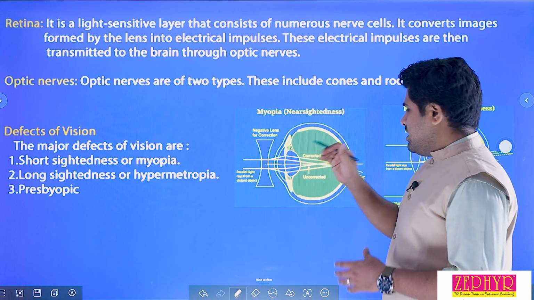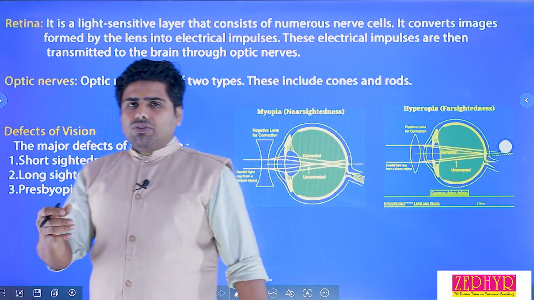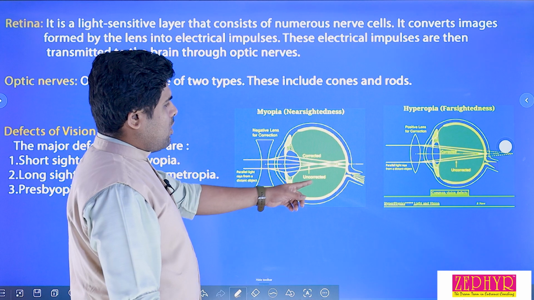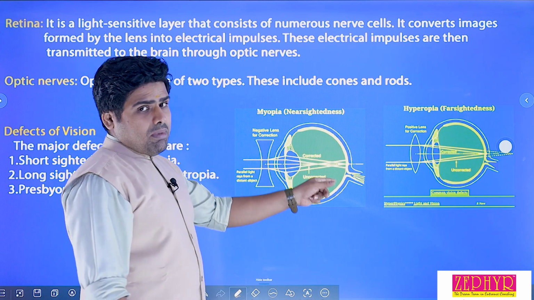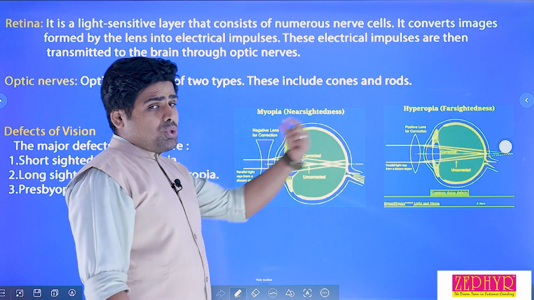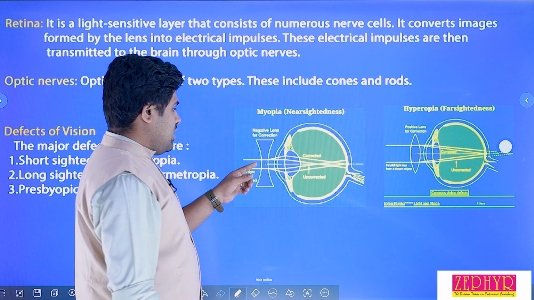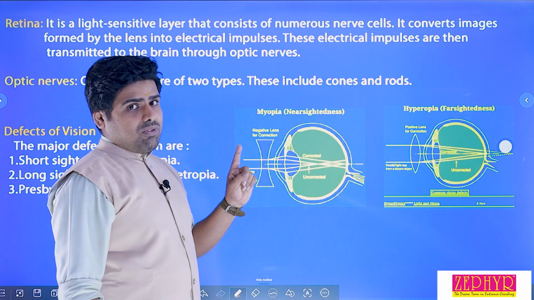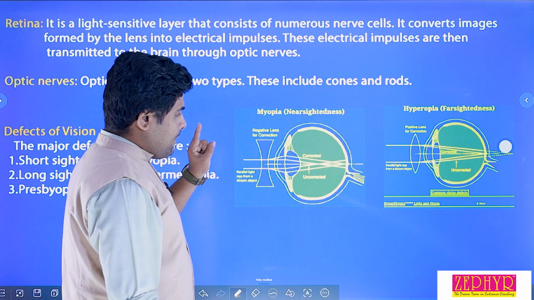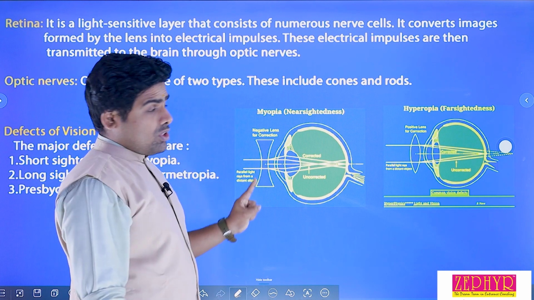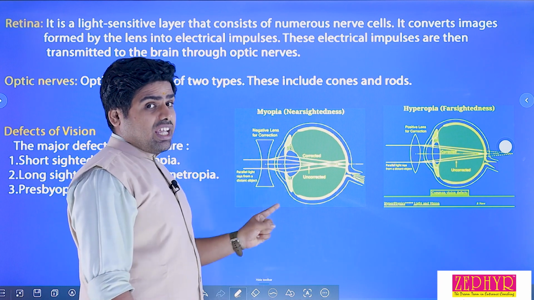In short sightedness, the image is formed in front of the retina. To adjust the position of the image from in front of the retina to on the retina, we use a diverging lens. This is the diverging lens, concave lens. So for the correction of myopia, we use a concave lens.